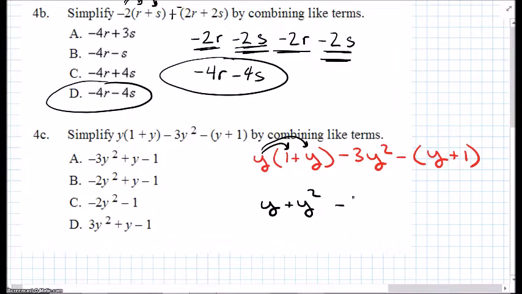Minus 3y squared. What we're going to do is make that a plus negative, so I can put plus, and now we're just going to distribute that negative 1. What's negative 1 times y? Well, that's a negative y. What's negative 1 times 1? That's a negative 1. Okay, combine like terms.